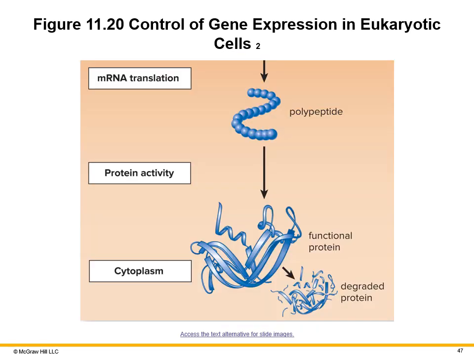So here's gene expression in the translation level and protein activity, and also the cytoplasm. Translation is going to be the last step of gene expression, where we're going to create the protein from the mRNA transcript. And so when we create a polypeptide, gene expression can also be controlled in the cytoplasm, where the protein can actually be degraded, or it can survive as a functional protein.